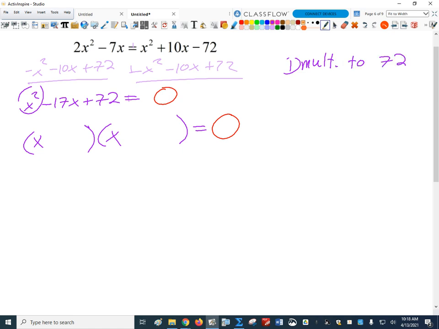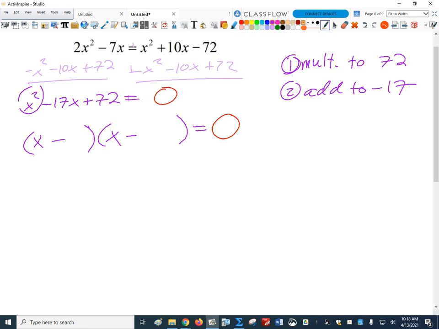Multiply to 72 and add to negative 17. So what would the signs of the two numbers be then? If they multiply to a positive and add to a negative. Both negative, good. And what would they be? What numbers multiply to 72 and add to 17?